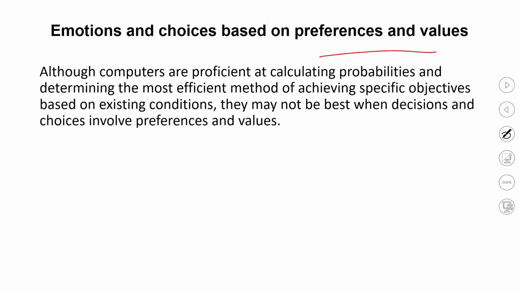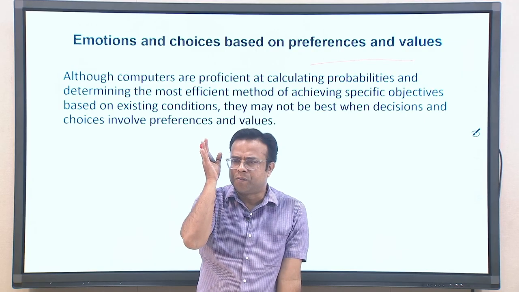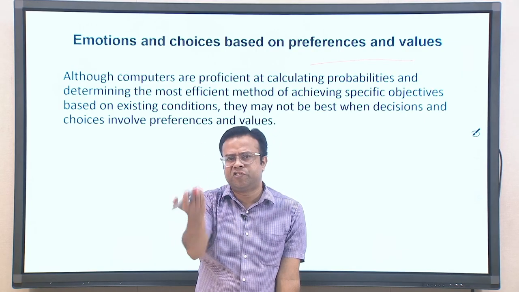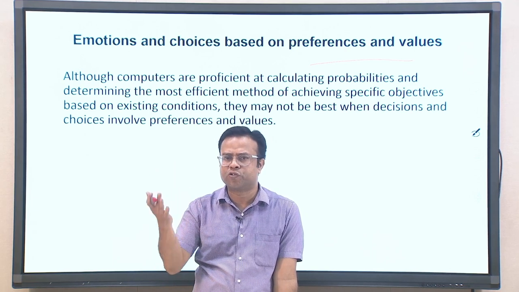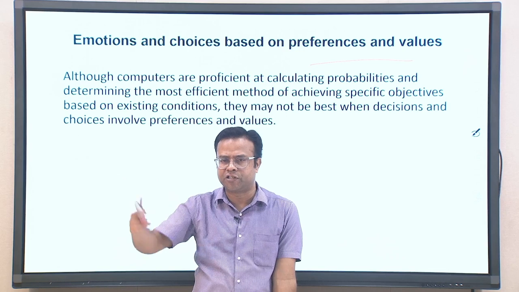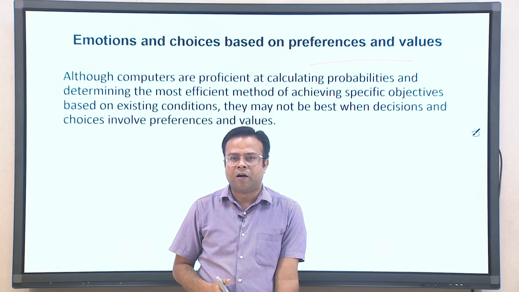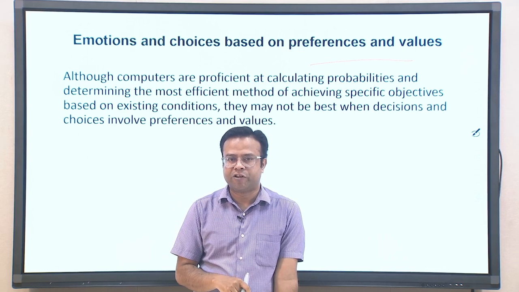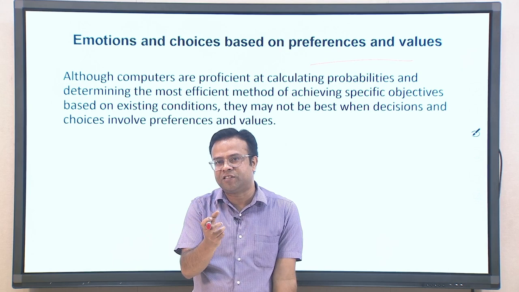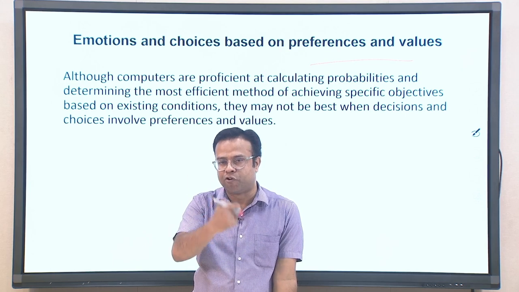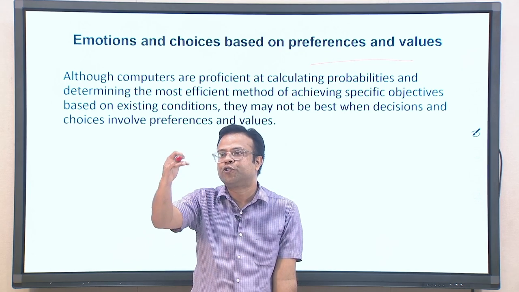For example, now computers can make complex decisions. When the data are given, they can take thousands of steps, make calculations and take decisions efficiently in achieving existing objectives.